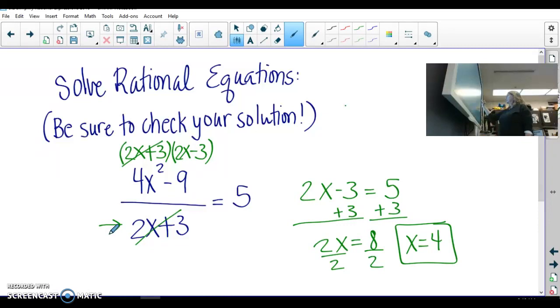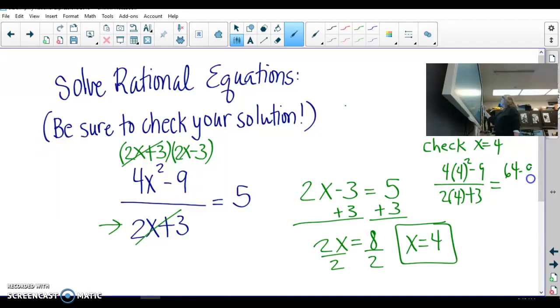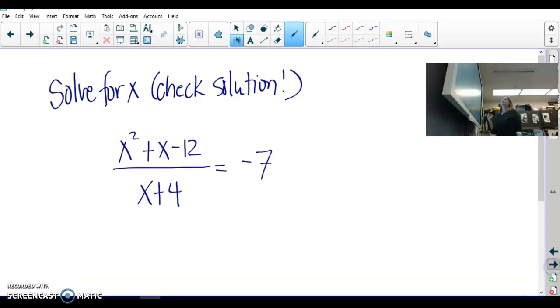So plugging this back in, if I check this at x equals 4, in the original I'd have 4 times 4 squared minus 9 divided by 2 times 4 plus 3. All right, 4 times 4 squared is 4 cubed, which is 64, minus 9. And then on the bottom I have 8 plus 3, which is 11. 64 minus 9 is, let's see, 55 over 11, which does indeed equal 5. So we are good. That's the answer, x equals 4. Okay, one more here.